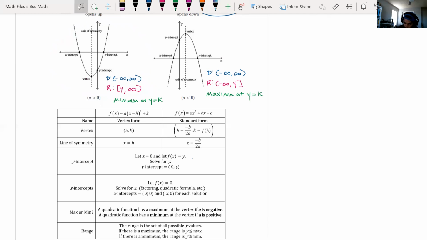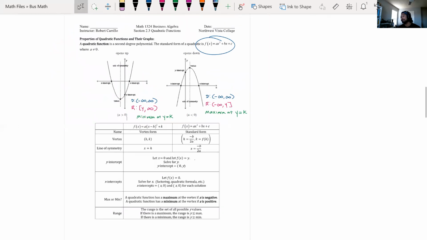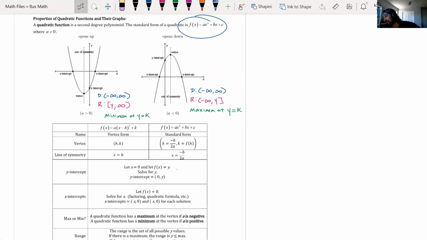Okay. And those are all the characteristics of a parabola. So what we're going to be doing is we're going to be given a quadratic function. We're going to put it into vertex form. We're going to find its vertex, find its intercepts, and graph it. And of course, find domain, range, max or mins, whatever it's asking for. But any questions on this page before moving on?